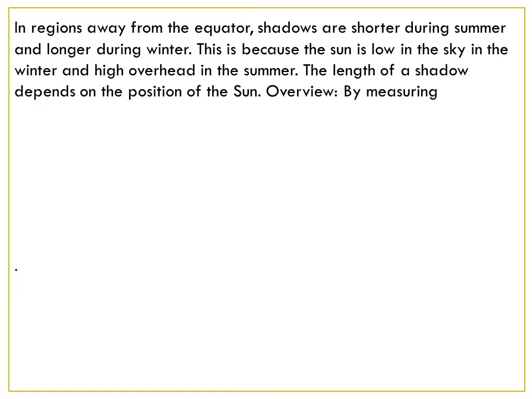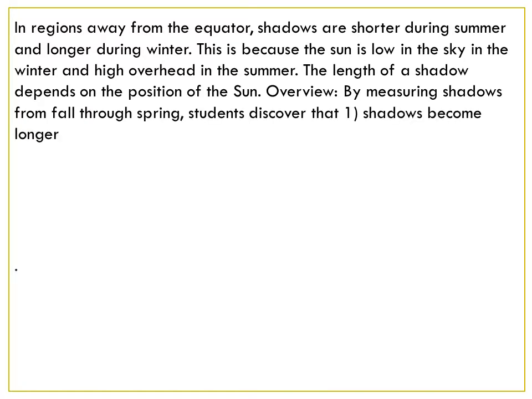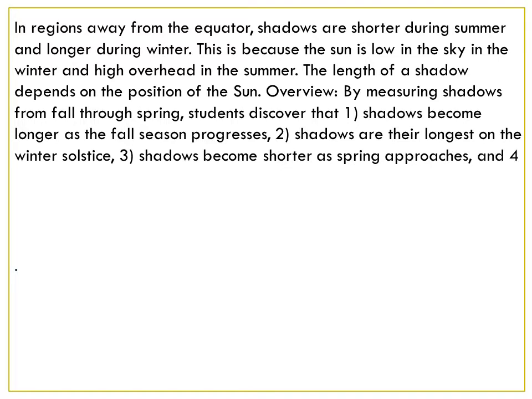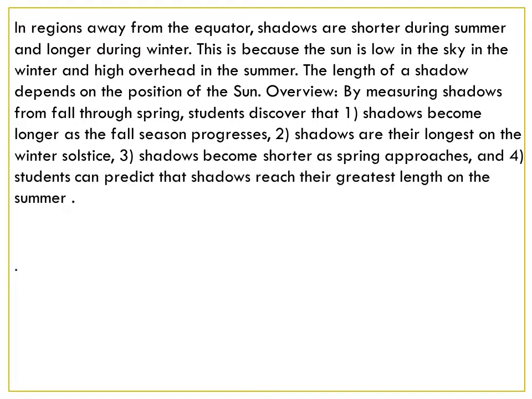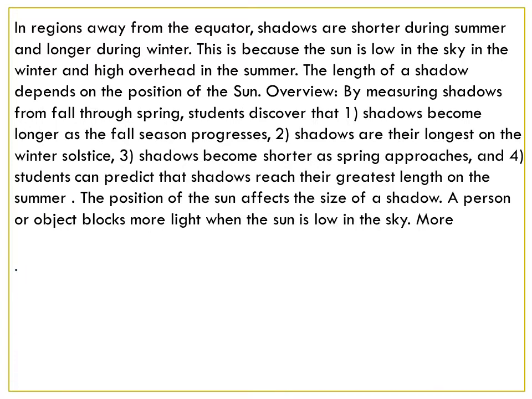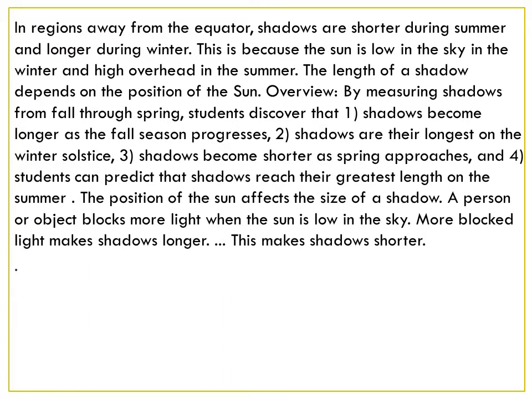The length of a shadow depends on the position of the sun. By measuring the shadows from the fall through spring, students discover that shadows become longer as the fall season progresses. Shadows are their longest on the winter solstice. Shadows become shorter as spring approaches. And students can predict that shadows reach their shortest in summer. Got it? In summer season, the shadows are shortest.